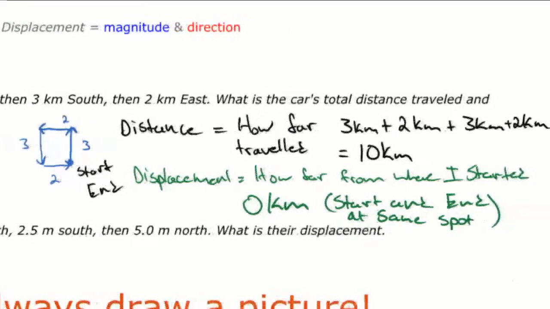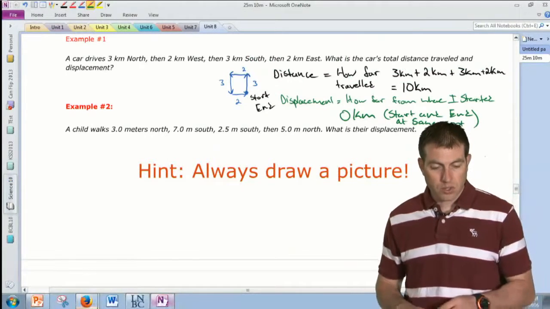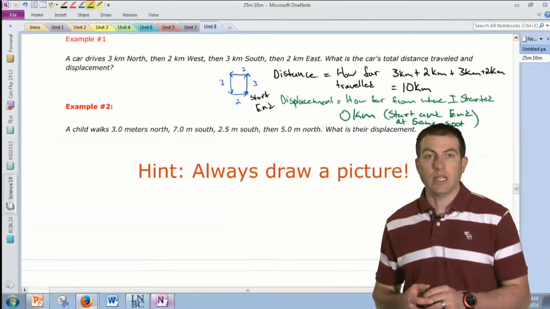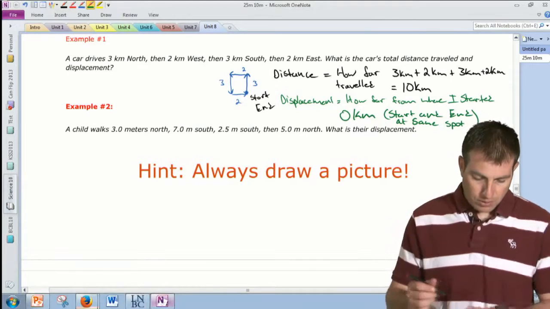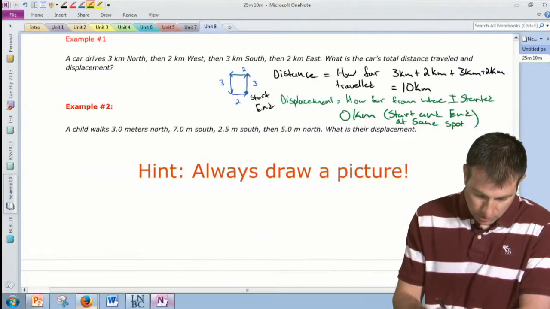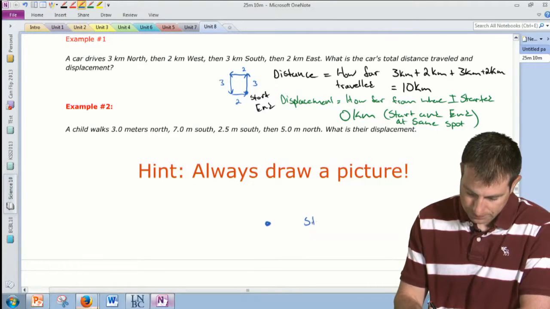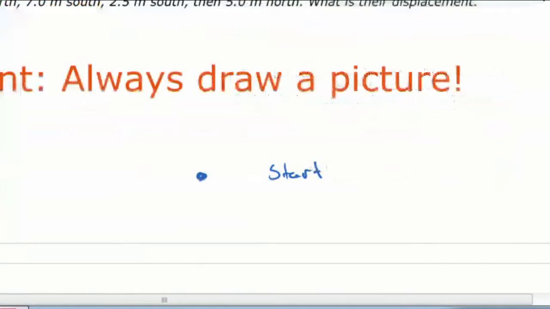All right, maybe we'll just do this one and we'll call our day there. A child walks 3 meters north, 7 meters south, 2.5 meters south, and then 5 meters north. What is their displacement? All right, here we go. I'm gonna start here at the blue dot. I'm going to do it step by step. When I say draw a picture, I don't need to draw the child and the trees that are around him and the grass on the lawns that he's passing. I'm just drawing arrows and dots.